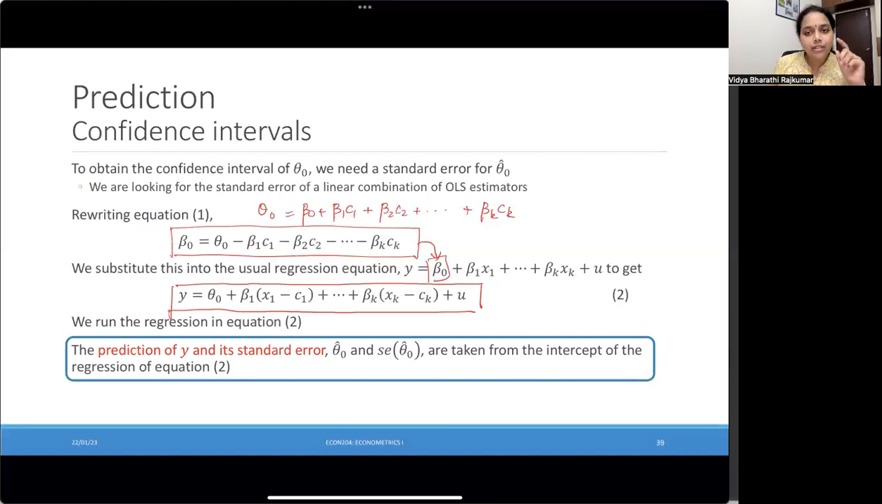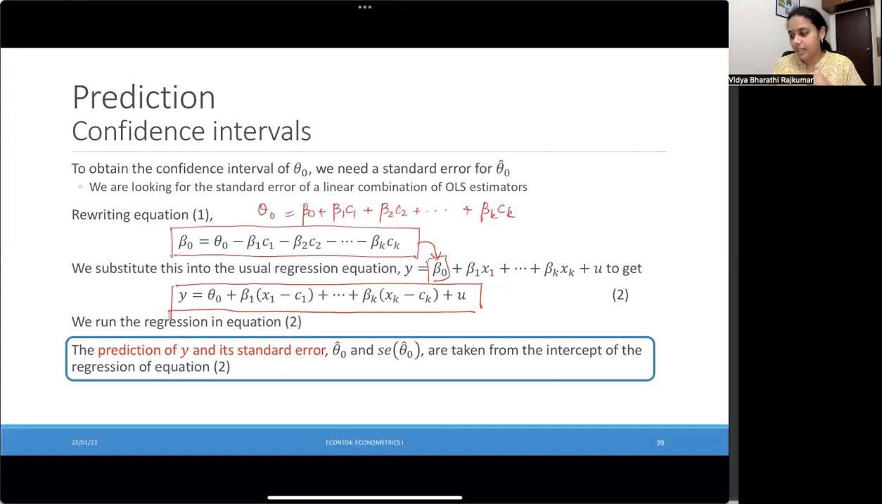And we're doing this confidence interval for theta naught because different samples will show up different values of theta naught hat. So can you construct a band such that in 95 or 99 out of 100 cases, the true theta naught will be contained in that band?